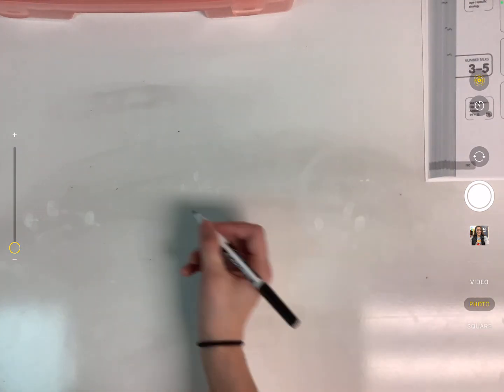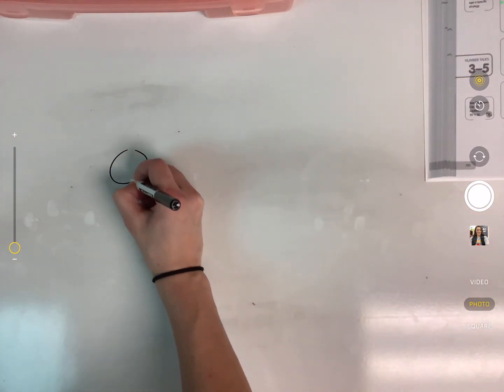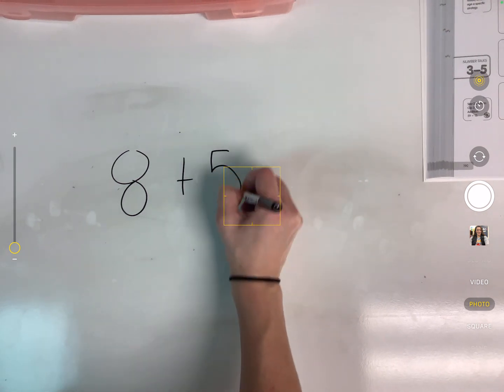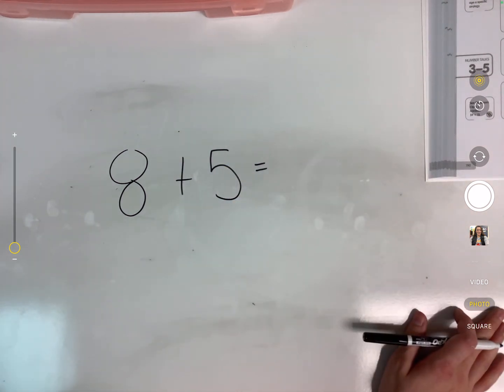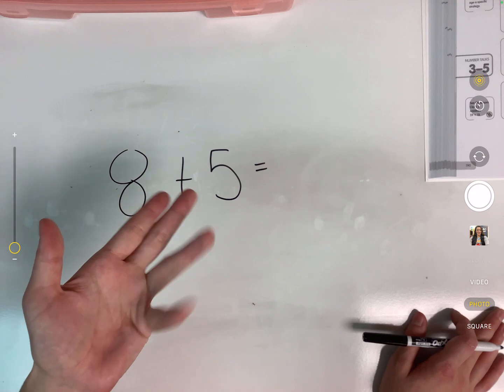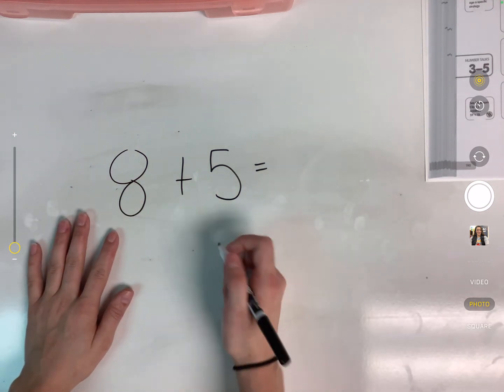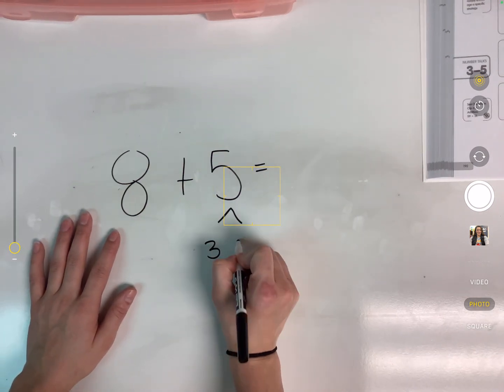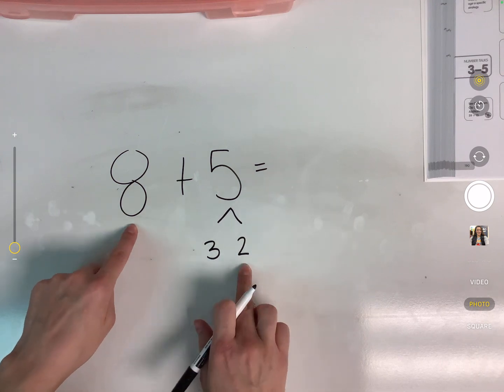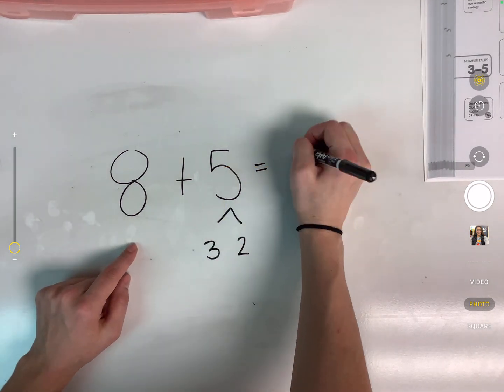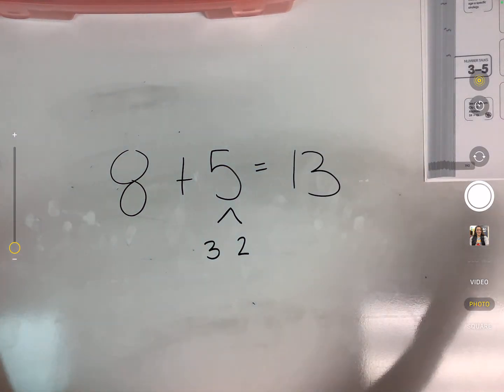So for example, if I had 8 and I wanted to add 5, I could either go 8, 9, 10, 11, 12, 13, or I could think of 5 as 3 and 2. I know 8 and 2 is 10, and then 3 more is 13. Quick and easy, right?